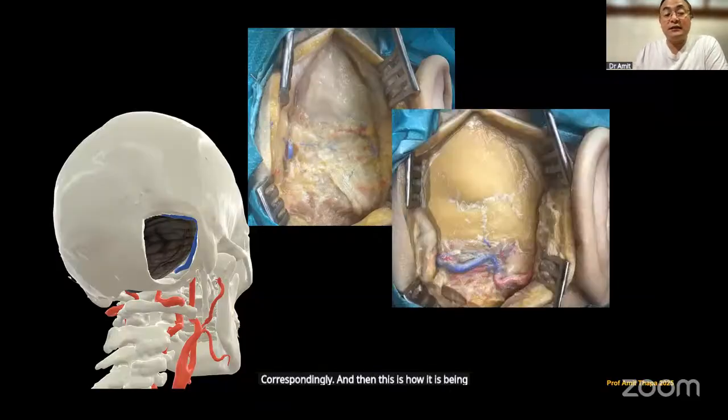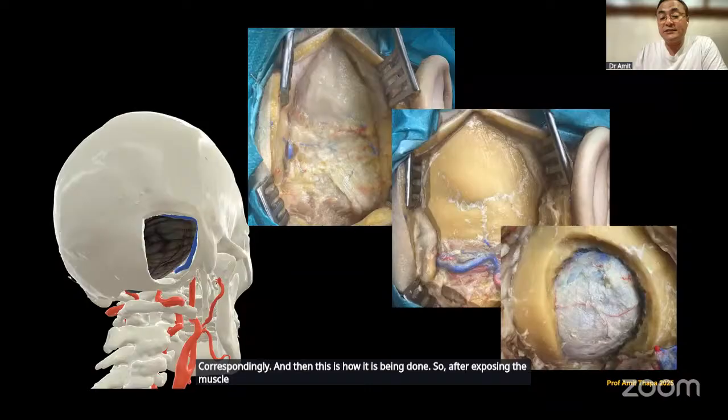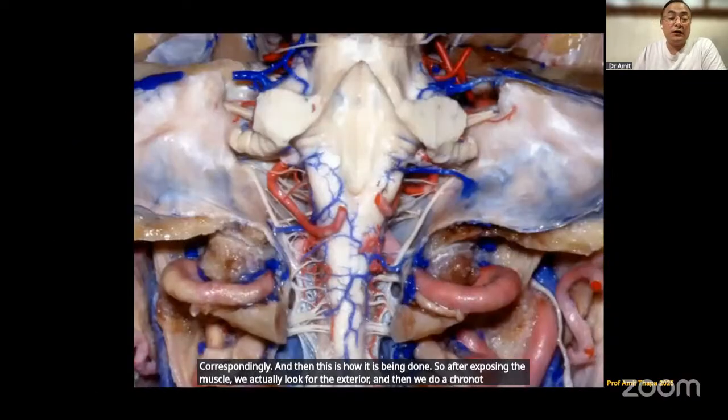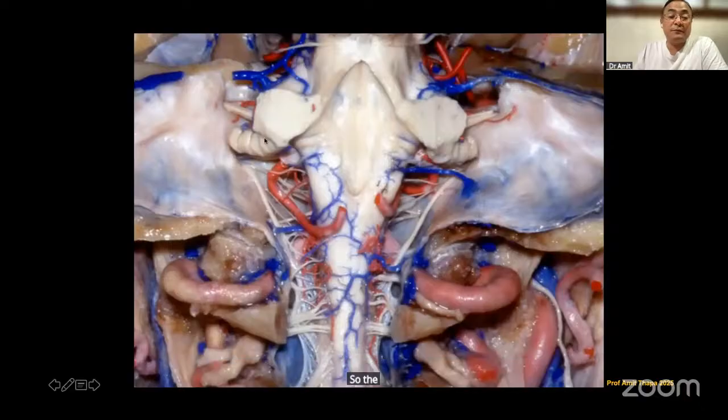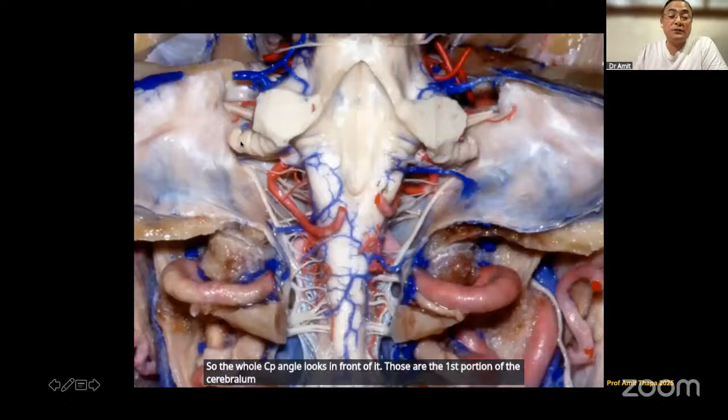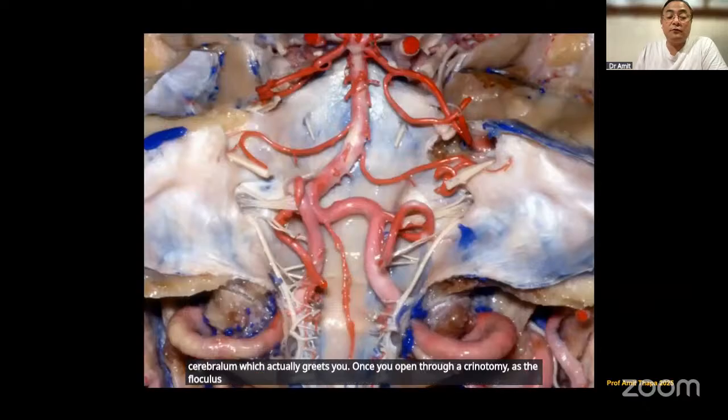This is how it is being done. After exposing the muscle, we look for the asterion, and then we do a craniotomy and raise it. So the whole CP angle is in front of us. The first portion of the cerebellum which greets you once you open through a craniotomy is the flocculus. The moment you raise the flocculus, the 7th and 8th nerves come into the picture.